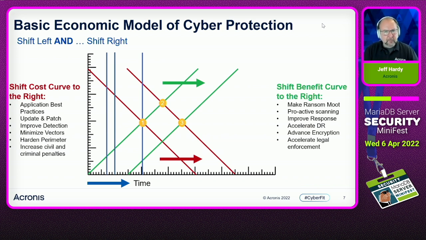If once every quarter or once every half a year or so, you moved your cost curve to the right and you moved your benefit curve to the right, that is a better way to think about it. Consistently move both of those in that direction, all right? So this is an economic model of cyber protection.